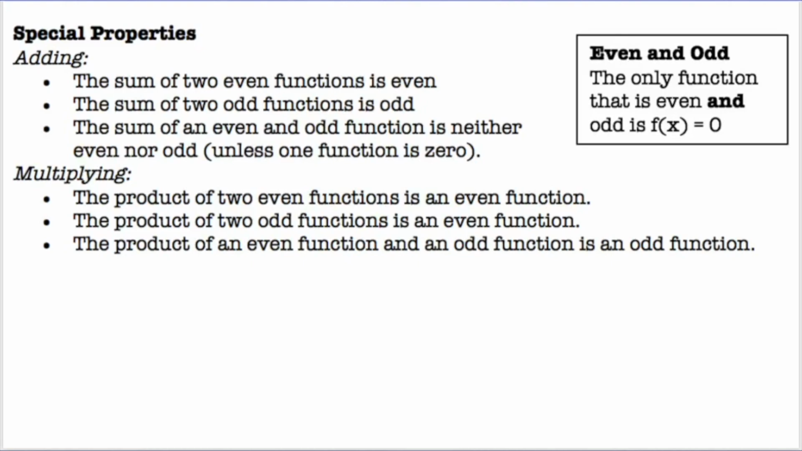And then the product of an even function and an odd function is odd. So when they're different, then it's odd. When they're the same, it's even. That's only with multiplying. And then a function can only be even and odd if the function equals 0. So if it's equal to 0, then it can be both.